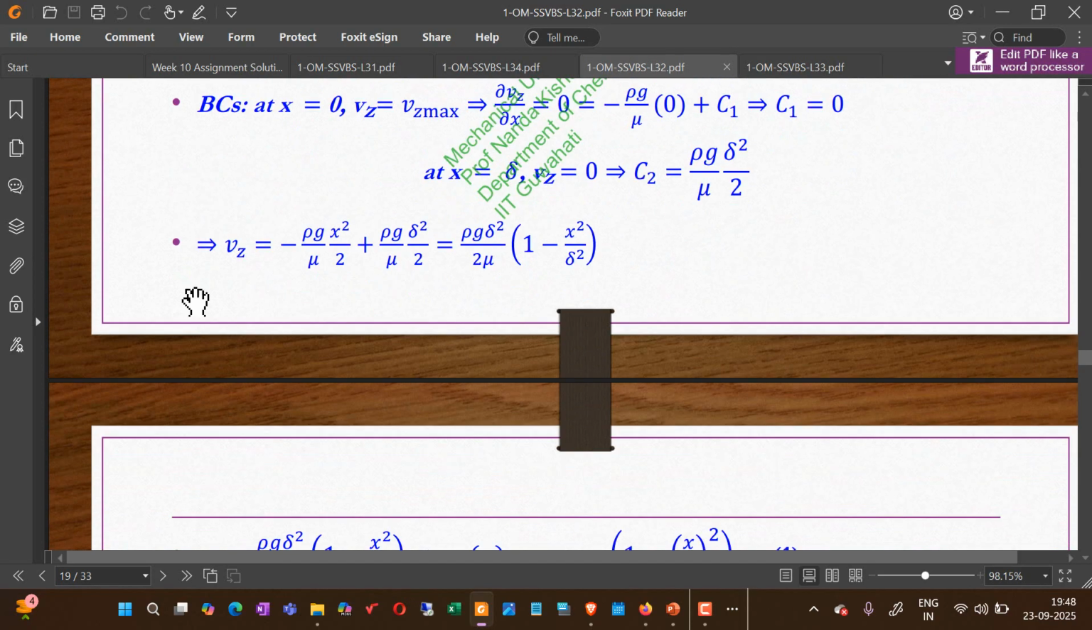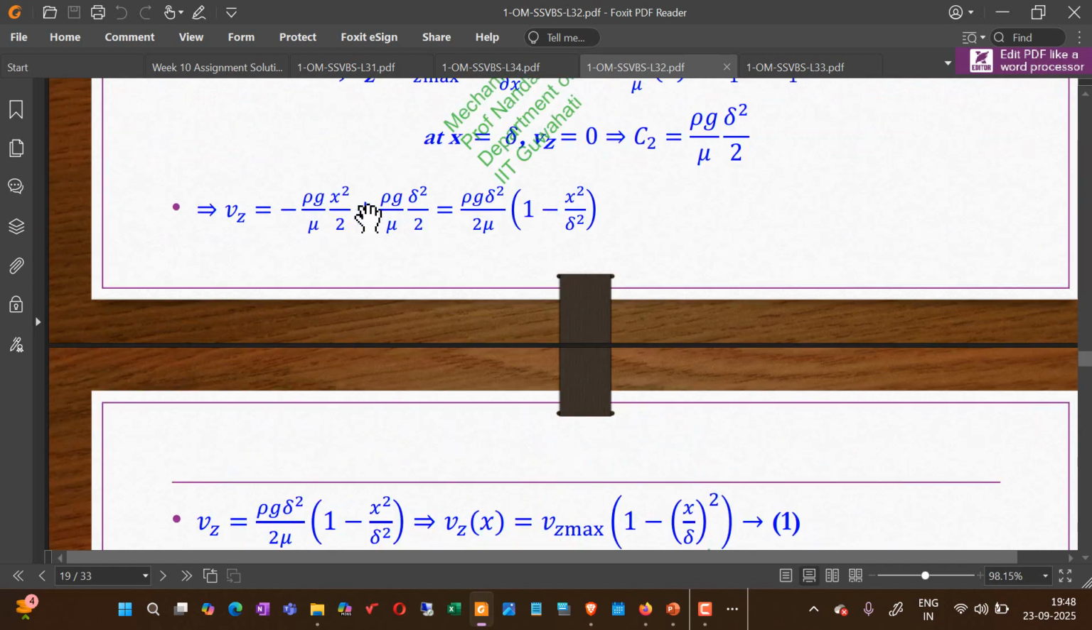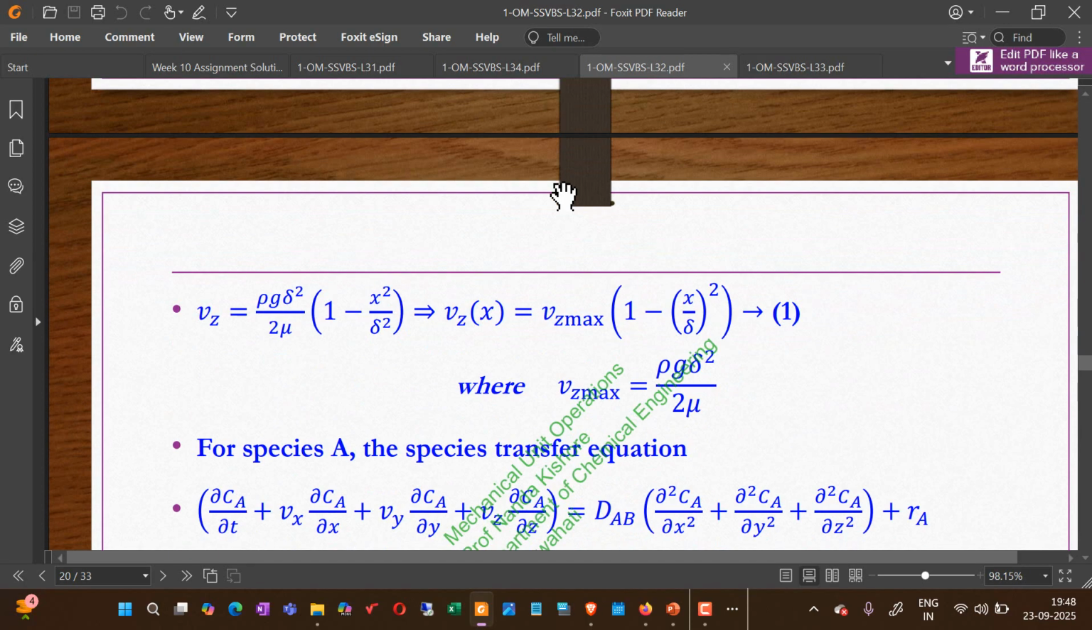So from there, C2, you got this expression for Vz, right? Now you have Vz. This is your beautiful expression for Vz. This shows that gravity is having an effect, the thickness of the film is having an effect, and the position from the interface is also having an effect.